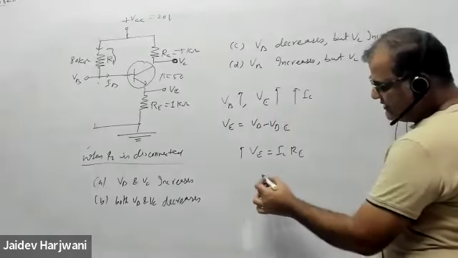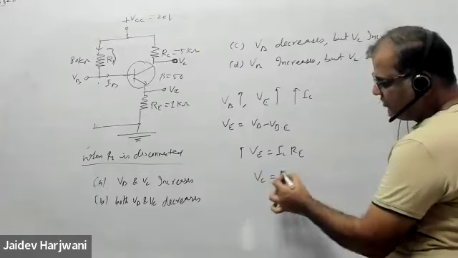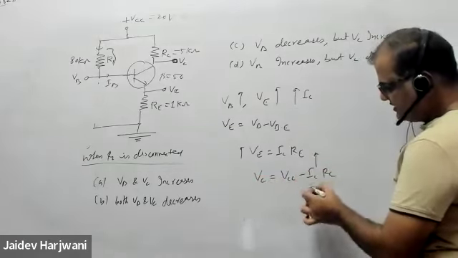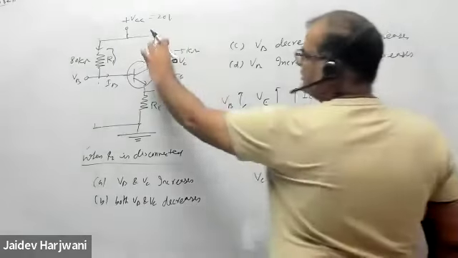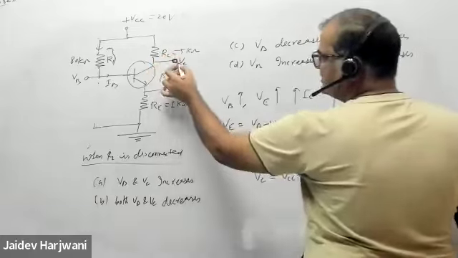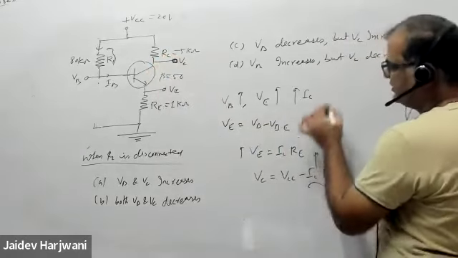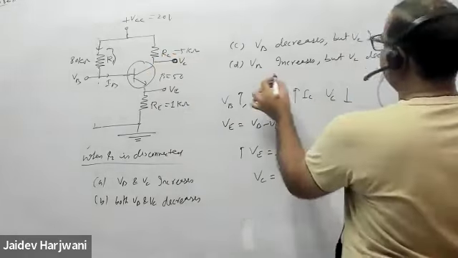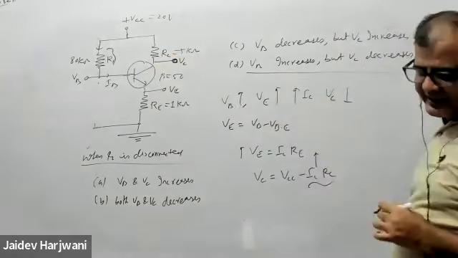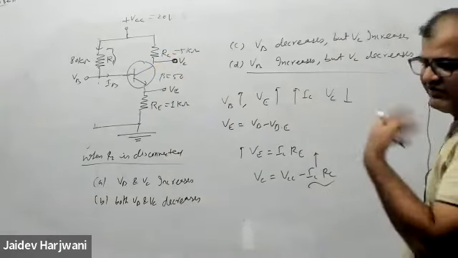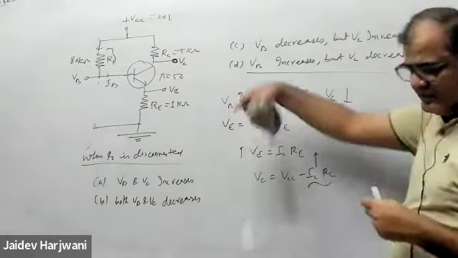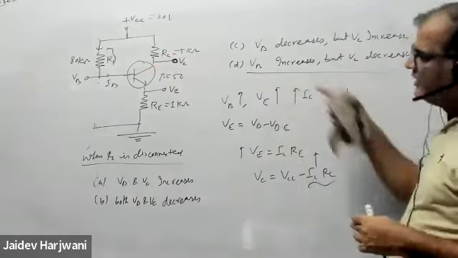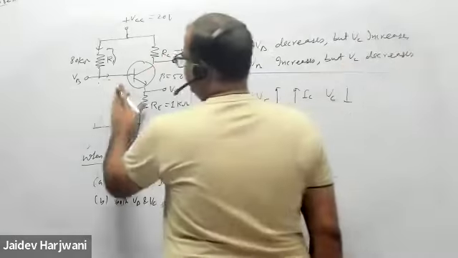And if IC increases, your VC is what? VCC minus ICRC. If IC increases, this drop increases here, and if the drop increases, your VC decreases. So that means VB increases but VC decreases. Option D should be the correct one. If you do the calculation and this is satisfied, then this option is correct. Let us check whether it is correct or not.